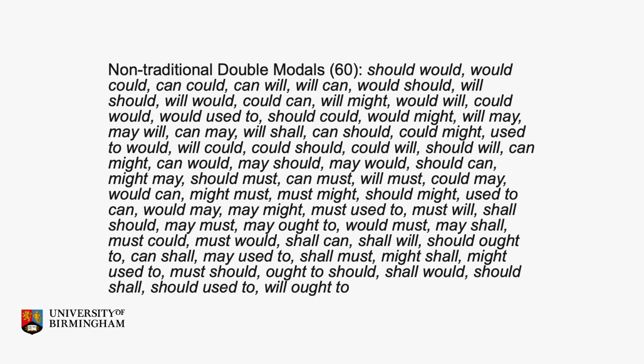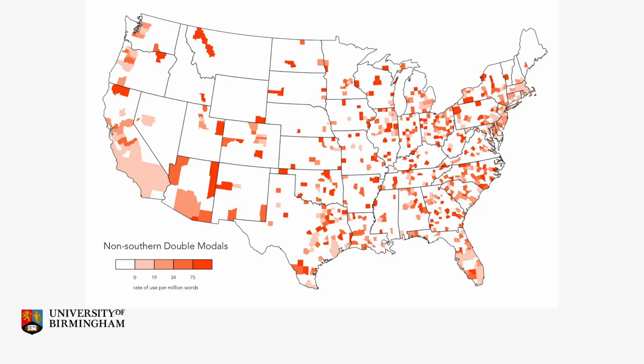So here they are. These are the 60 double modals that are not generally attested in the literature. A few of them are, but in general, these are the ones that aren't. And they show a very different regional pattern. Okay, so this is the overall regional pattern here. And you can see there's really not much of a pattern at all. Okay, they're just used across the United States. And this is a very surprising result. I think a lot of traditional sociolinguists just don't believe it, but this is very much in the data.